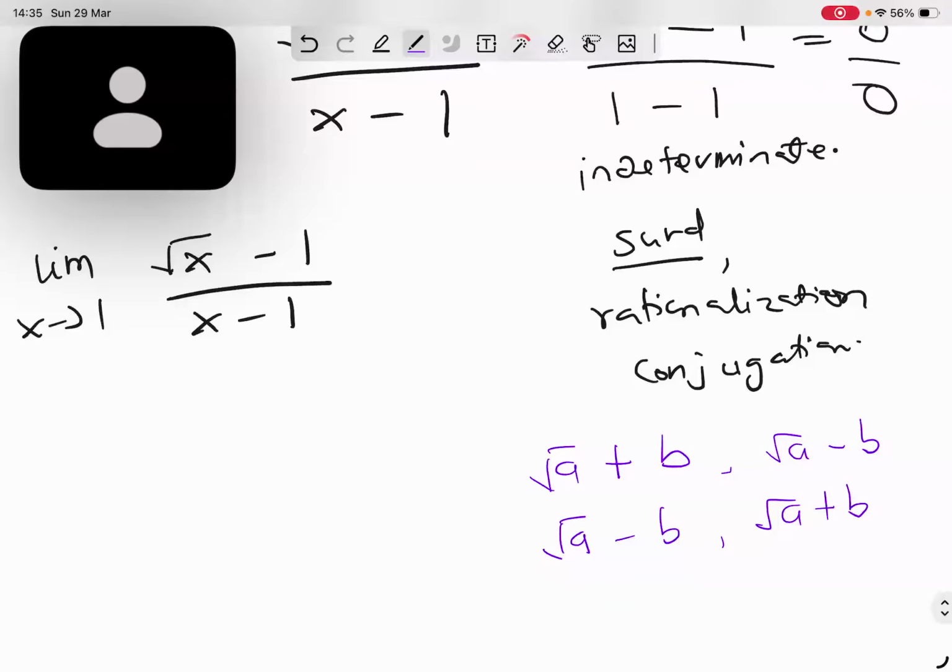After finding the conjugate, multiply both the numerator and the denominator by the conjugate of the surd. That is what is known as rationalization. Find the conjugate of the surd, multiply both top and bottom. You might ask why the top and then the bottom, because we are going to multiply the original function by something which is not equal to 1.